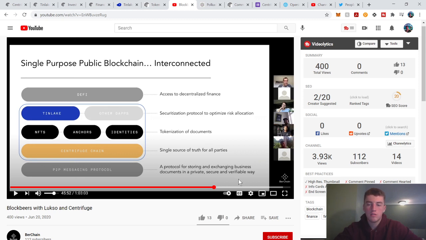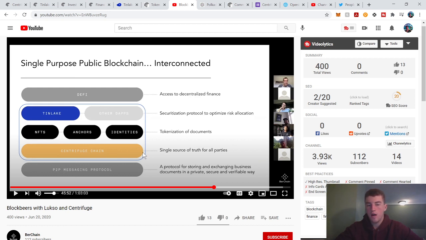But let's go to this graphic right here. Also, this could go for company stocks, right? So they can use Tinlake for liquidity issues or issues like this. Obviously, this might be years from now, but adoption will come to DeFi. It's just a matter of what protocols will be used. So here, the P2P messaging protocol utilizing Centrifuge Chain. And Centrifuge Chain is basically how to validate these invoices on the blockchain.